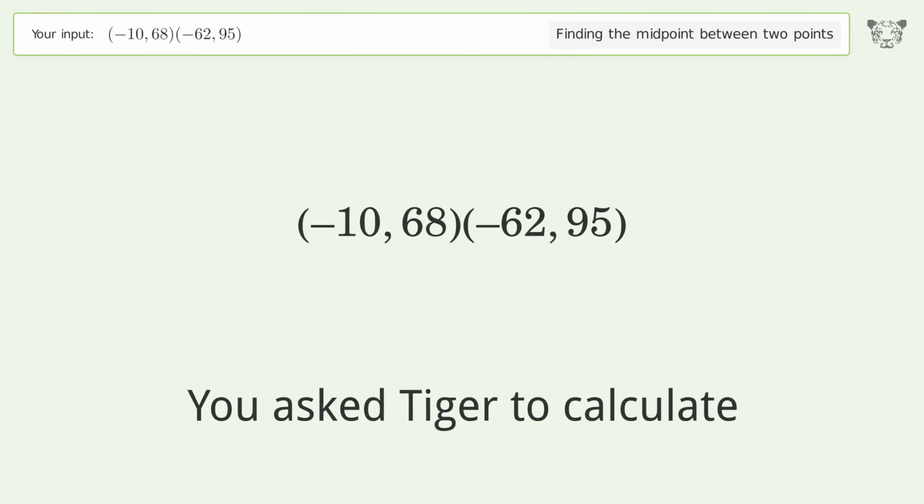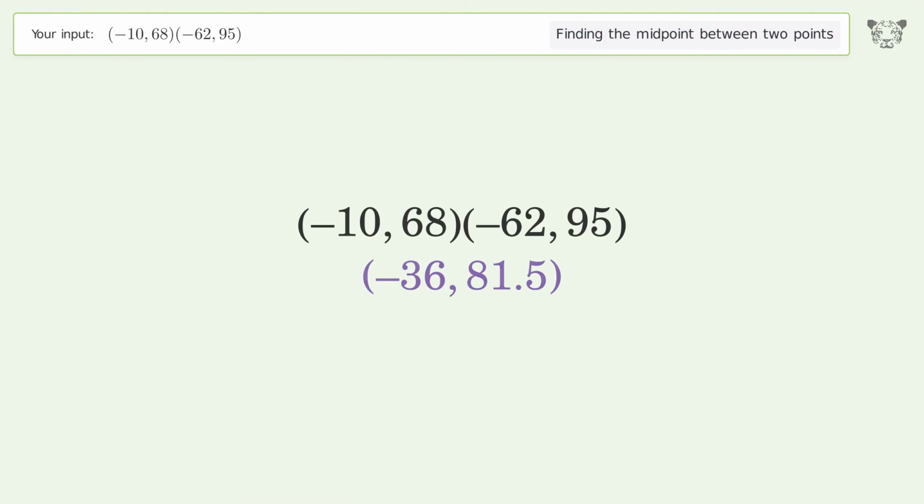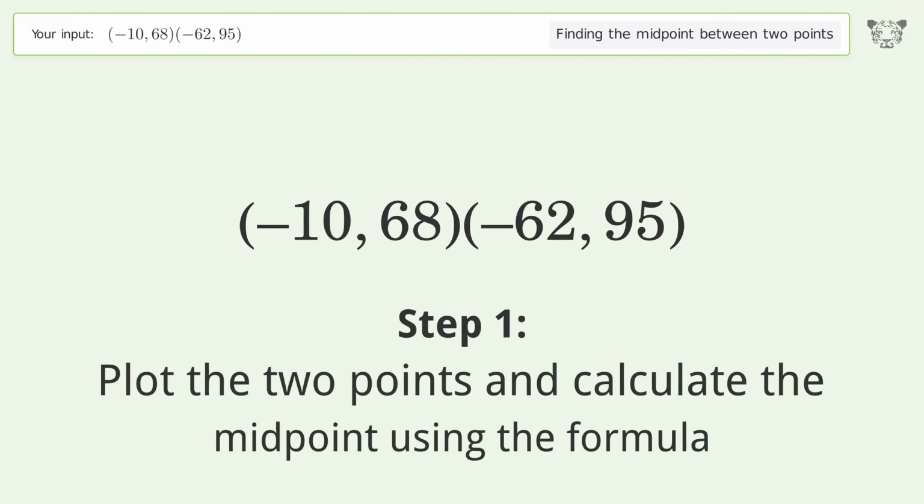You ask Tiger to calculate. This deals with finding the midpoint between 2 points. The midpoint between the 2 points is negative 36, 81.5. Let's solve it step by step. Plot the 2 points and calculate the midpoint using the formula.